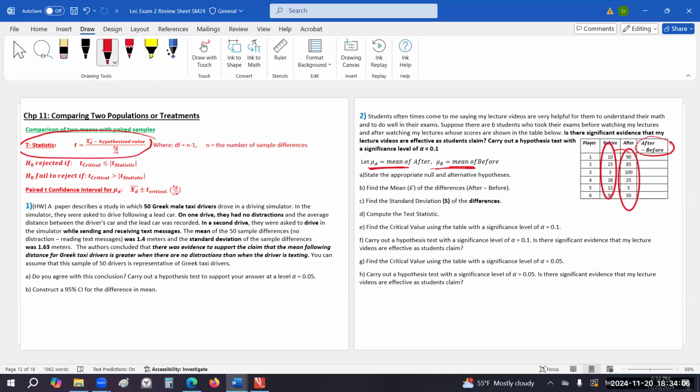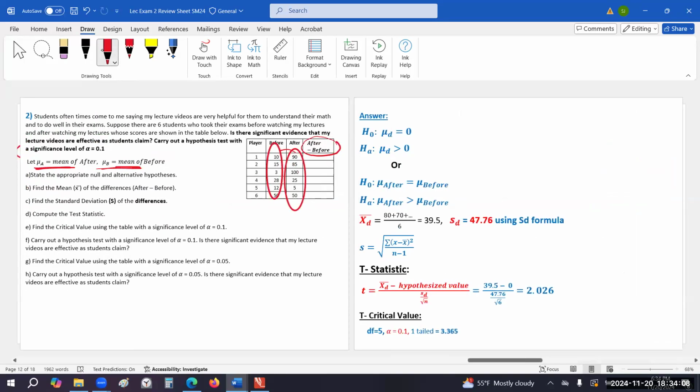Now, to find mu D, if you are confused what is mu D, no problem. You work in the traditional way. Mu after and mu before are equal. And then from here, your hypothesized value will be 0. Hypothesized value. Why? Because of this. And then this symbol will be based on the scenario given to you.